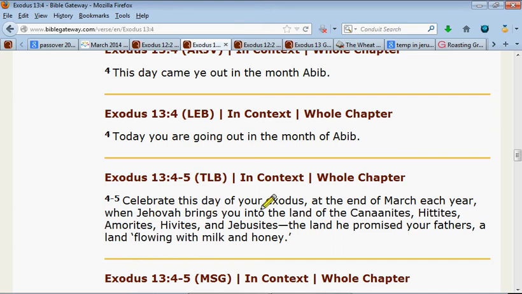Celebrate this day of your Exodus at the end of March each year. Well, spring, we'll say it's the 21st. You add 7 days for the celebration, or 8 days. You get to the end of March. But they are to celebrate it in that month, not the next month or whenever the 7 days would take them. Obviously, spring doesn't change. So we're talking about March here.